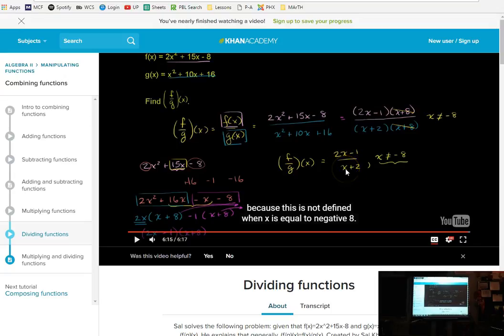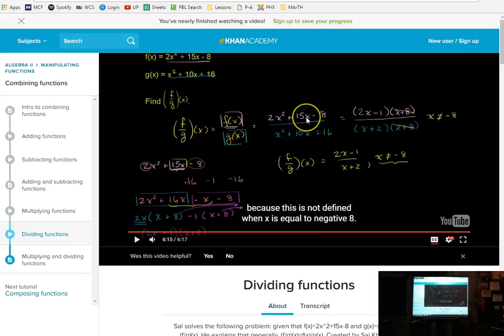So what's the benefit of doing that, since there is that restriction? It makes your function easier to look at. Instead of having a quadratic over a quadratic. So here, we wouldn't have to, but this makes it a whole lot easier than looking at this.